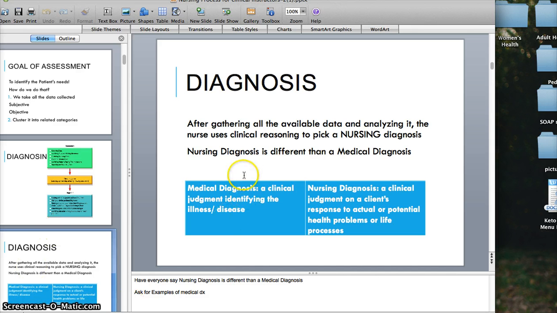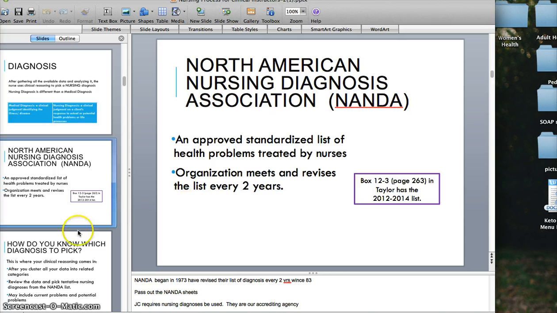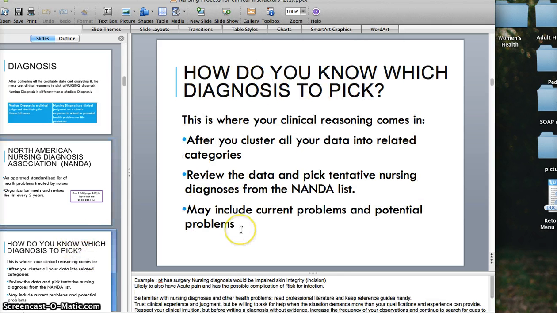But just to review with the students, a medical diagnosis is a clinical judgment identifying the illness and disease, and a nursing diagnosis is a clinical judgment on a client's response to actual or potential health problems or life processes. So just making sure that they understand the difference. I think Dee Dee goes into pretty good detail during her lecture. This explains what NANDA is, how to know how to pick your diagnosis. So this is all dealing with clinical reasoning.